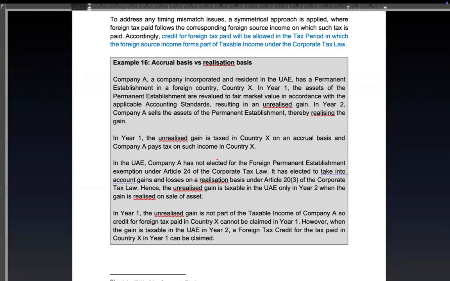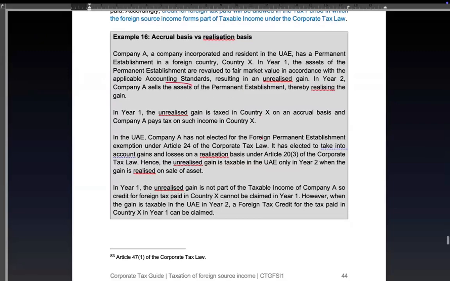That is important. Just look into the example: Company A, incorporated and resident in the UAE, has a PE in a foreign country, country X. In year one, the assets of the PE are revalued at fair value in accordance with the applicable accounting standards, resulting in unrealized gain. In year two, the company sells the asset in the PE, thereby realizing the gain. So in the foreign jurisdiction, there is an unrealized gain in year one, and the next year they are selling and realizing the gain.